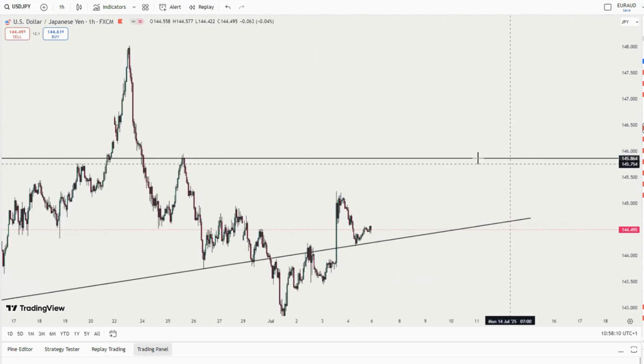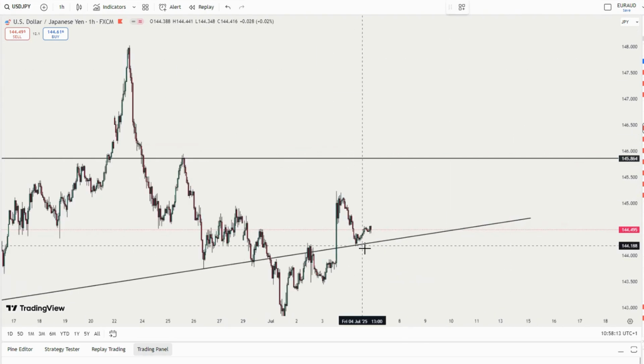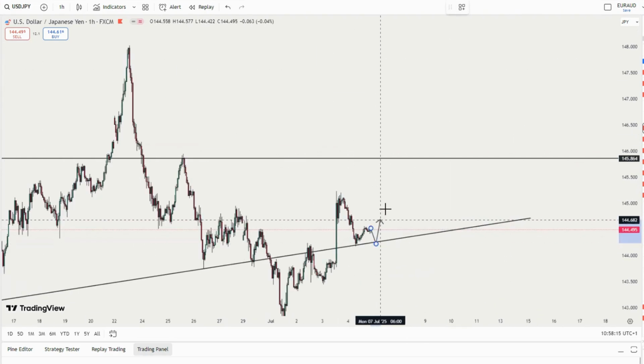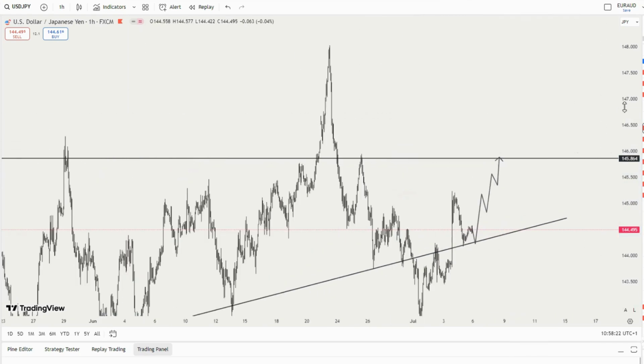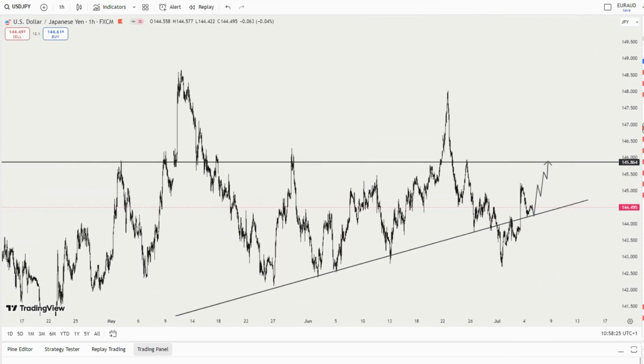So we can say that we should have a solid conviction of buying US dollar JPY back to this particular area. And then if that level breaks, you might be looking for price to skyrocket to this particular area in the next couple of weeks. So let's see how it goes.